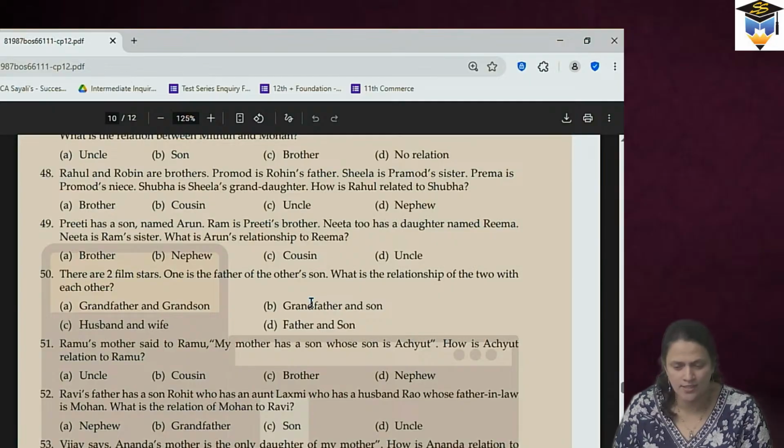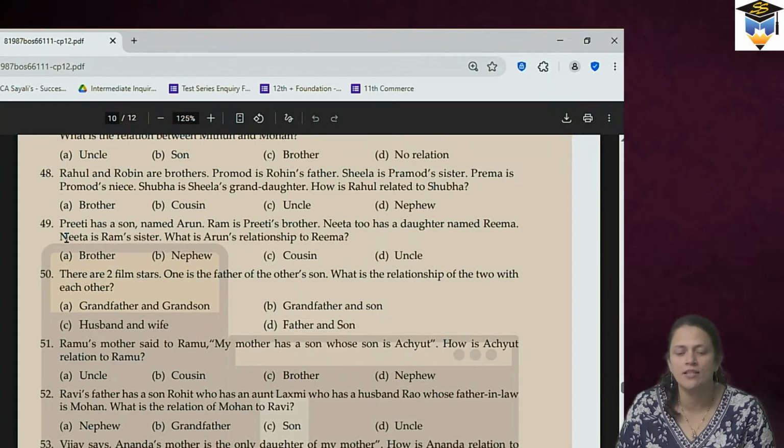Sorry, 49: Arun is Rima's cousin. So everybody got the same answer, 49 option C. 50th: the answer is husband and wife, option C. 51.